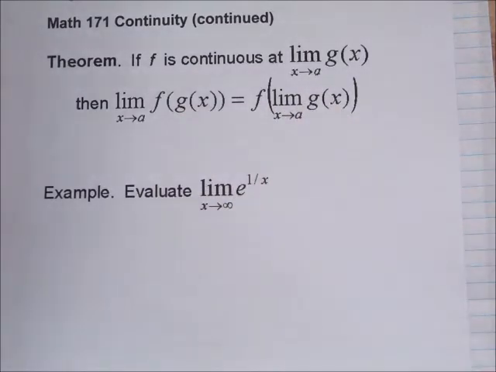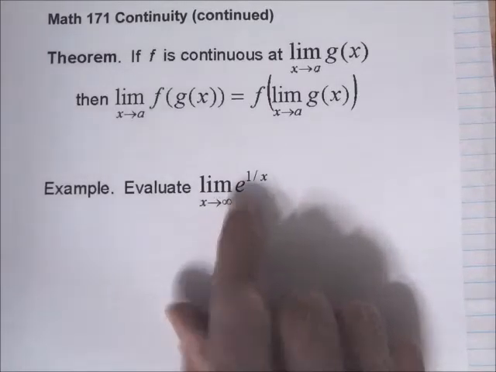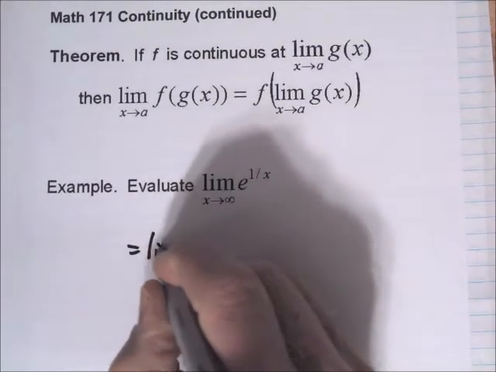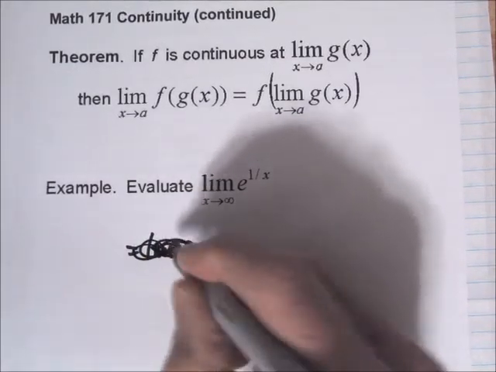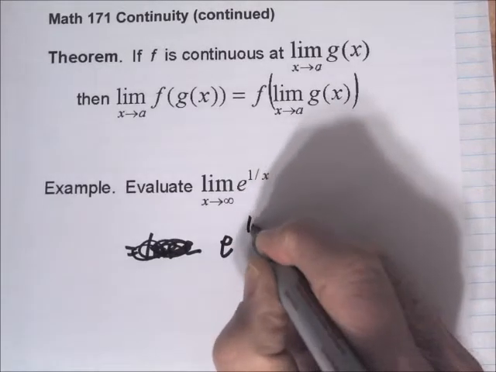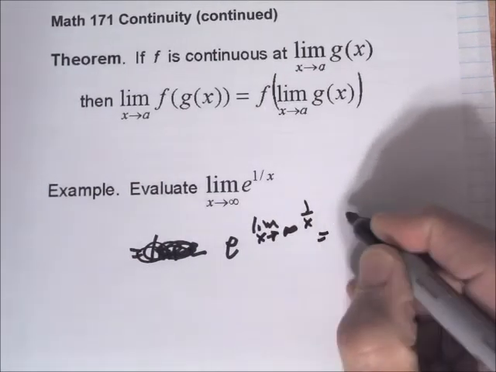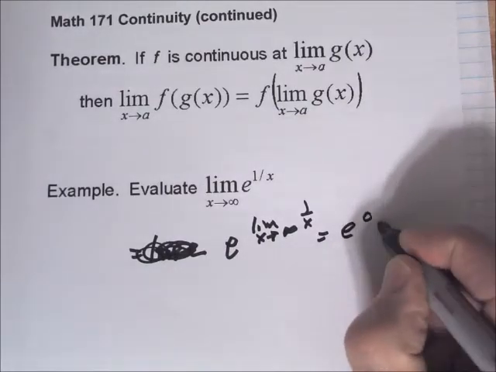So we can use this to evaluate the limit as x goes to infinity of e to the 1 over x. We want to take the limit inside. So this is e to the limit as x goes to infinity of 1 over x, and as x goes to infinity, 1 over x goes to 0, so this is e to the 0, which is 1.